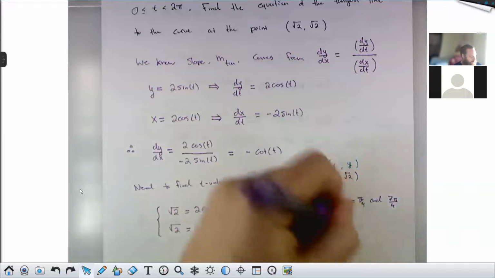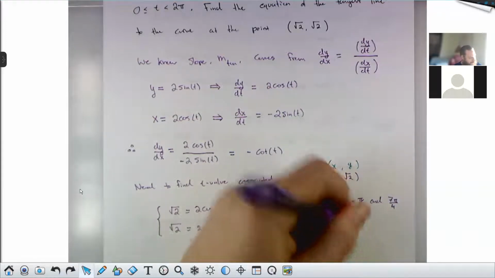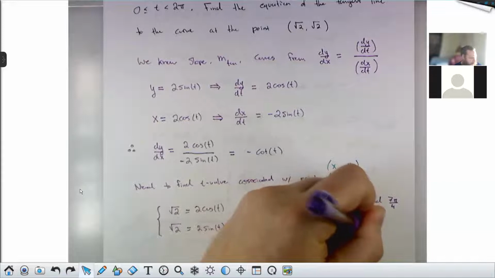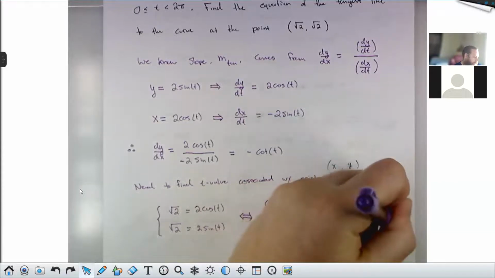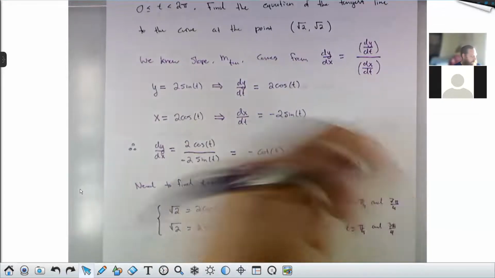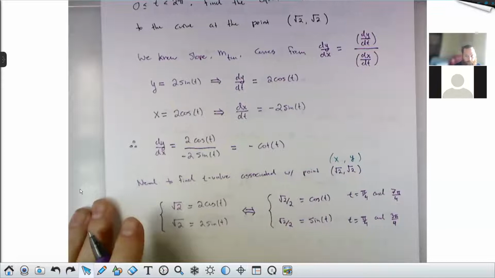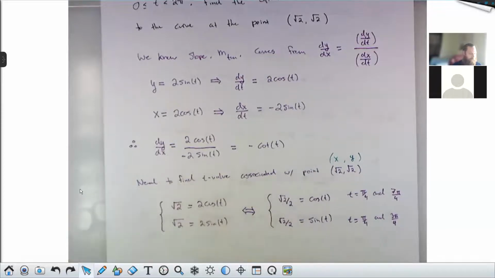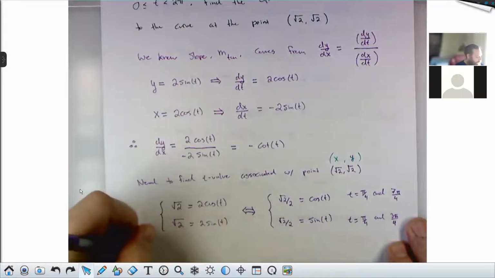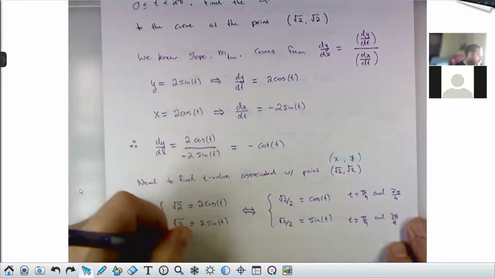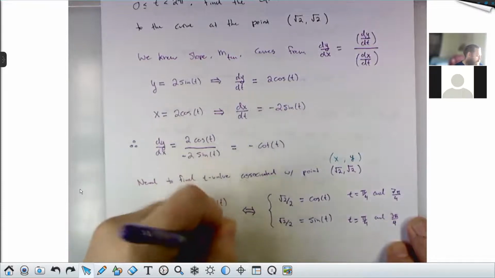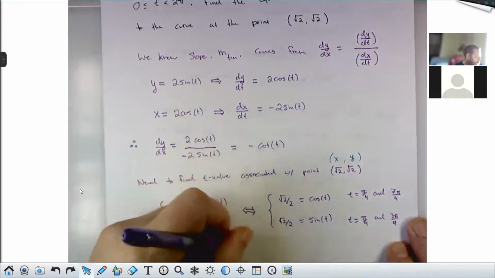The second equation also has two solutions on the interval 0 to 2 pi. The first one is t equals pi over 4, and the other one is t equals 3 pi over 4. That's where sine is equal to root 2 over 2. And because we're thinking of this as a system of equations, we know we need to take the t value that solves both of them simultaneously. So our t value is t equals pi over 4.